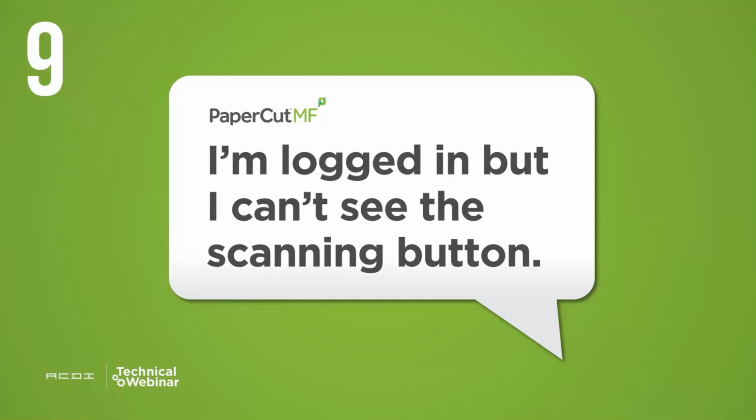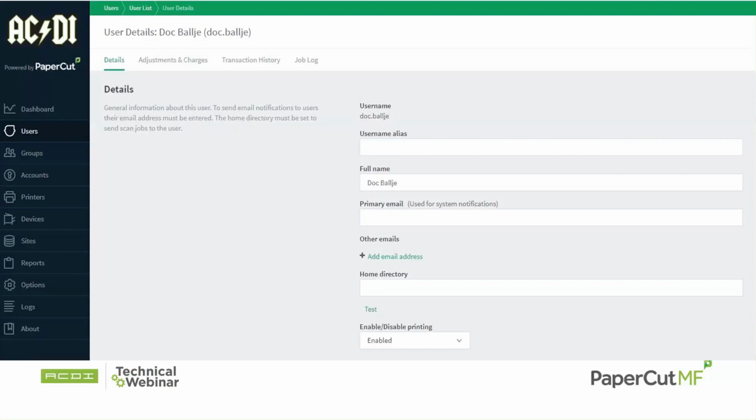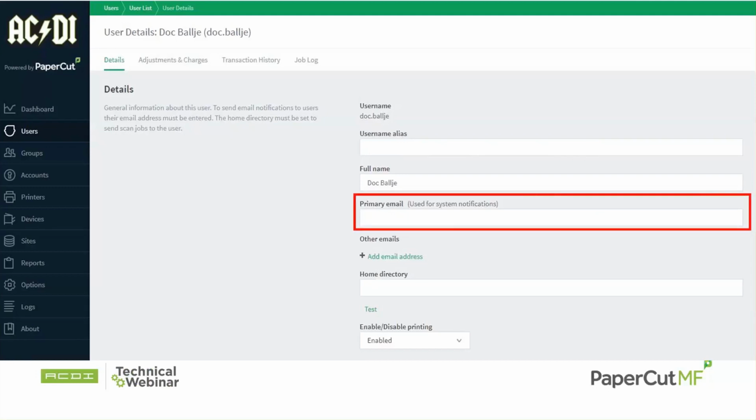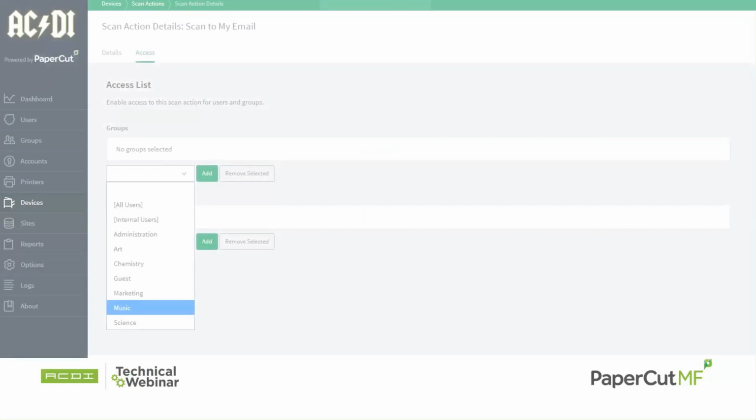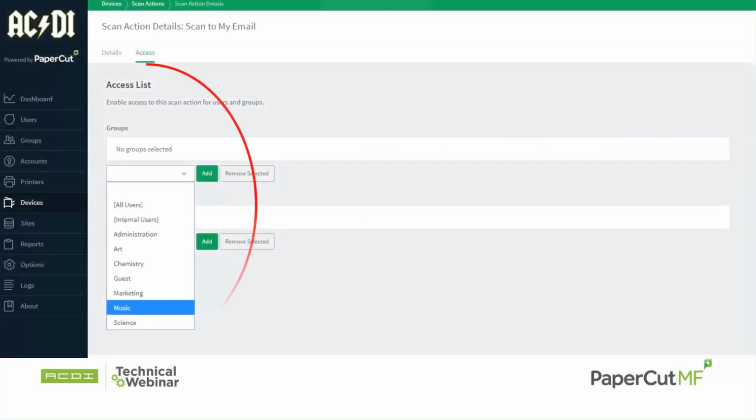Question number 9. I'm logged in, but I can't see the scanning button. This could happen when the email address is not in the user profile. If nothing is there, you will not see any scanning actions. And another cause is when the access list is not set correctly for the user to see the scan action. You can limit who can use this feature by group or user. As discussed on a couple of past webinars, groups are the easiest way to set permissions in PaperCut.